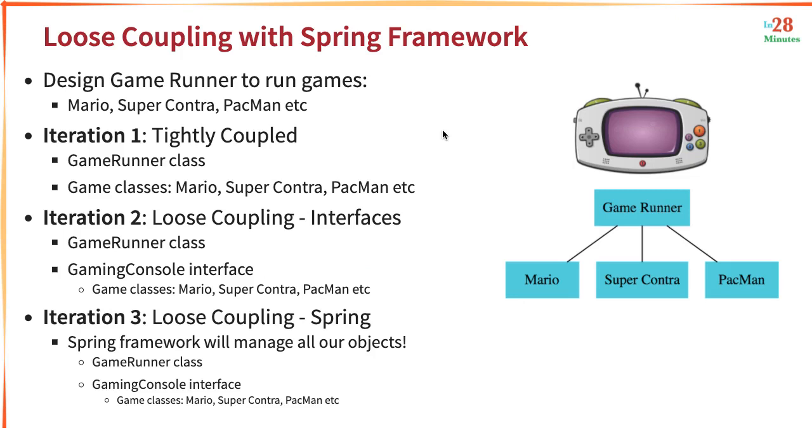Welcome back. It's time for iteration 1. What we want to do is to build a game runner class and create a few game classes and run them using game runner. In this step, let's focus on building the game runner class and the Mario class. We want to create a Mario game and we want to run it using game runner. Let's see how we would do that in a typical Java way.